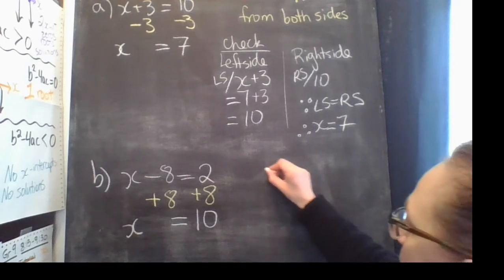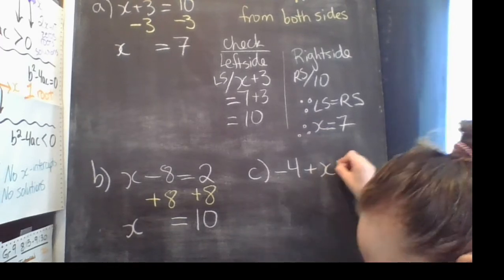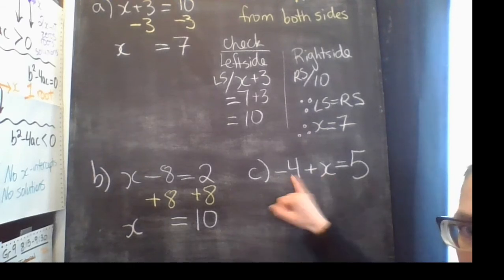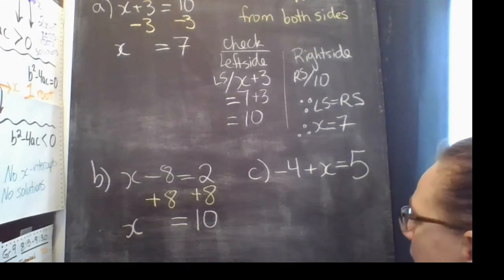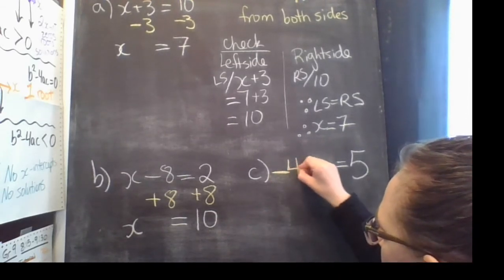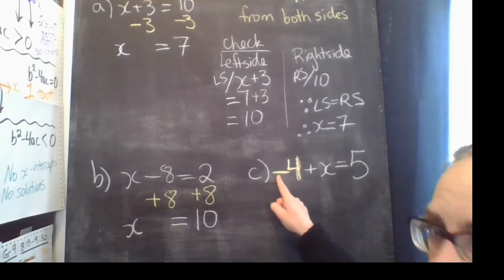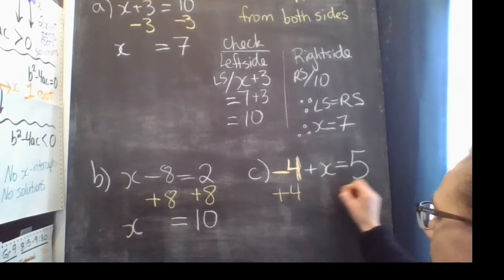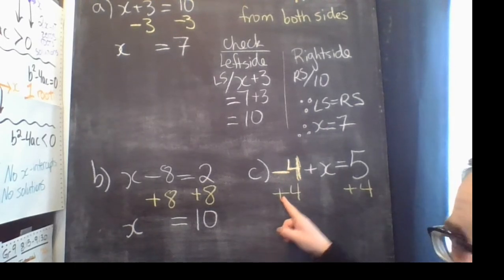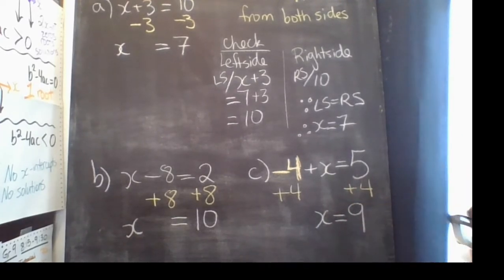A, B, C. Let's try negative 4 plus x equals 5. So now I've got them in the opposite order, but that's okay. It's still the same thing. And the negative still is attached to this number here. So I've got that minus 4 there, so I have to do the opposite. Opposite of minusing, remember, is plusing. So I'm going to plus 4 to both sides. Minus 4 plus 4 is now 0, so it's gone. So my x stays behind. 5 plus 4 is 9.